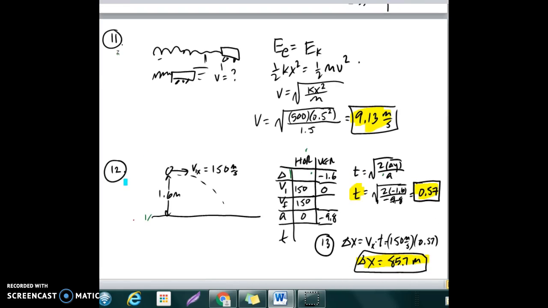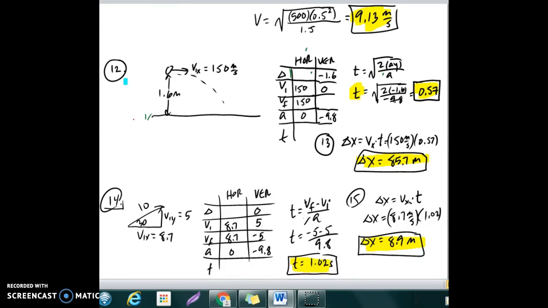11 is an energy analysis. The spring has elastic potential energy. It becomes transferred into kinetic energy and gets maximum velocity. So setting these equal to each other and putting in the appropriate equations for elastic and kinetic energy, there's the maximum velocity of 9.13 meters per second.